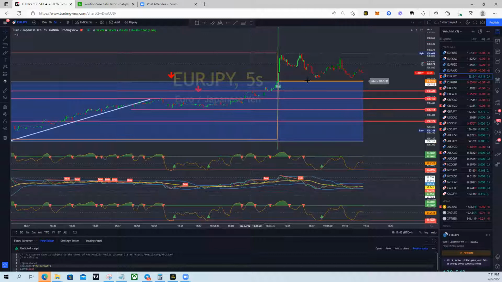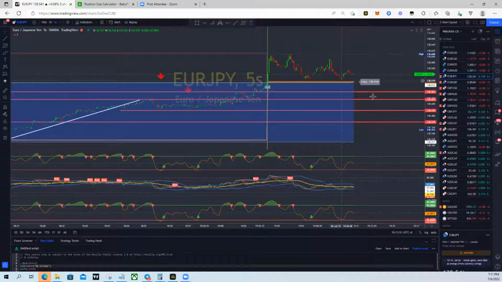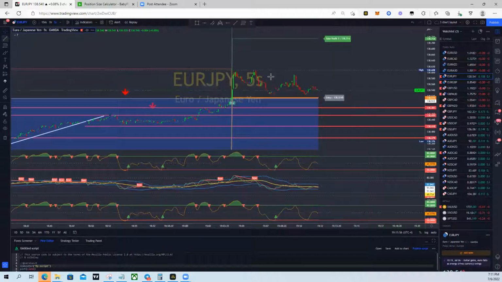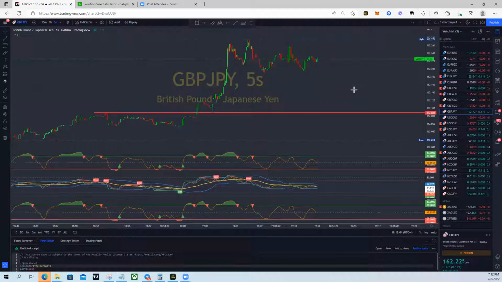There's the retest right there. It would have been a retest right there. There's another retest right there on Euro JPY. This is a 5-second chart though. So what we want to do is, if you're unsure, if you want to be conservative, you just box in your trend and wait for the break. Box in your trends and wait for the break.